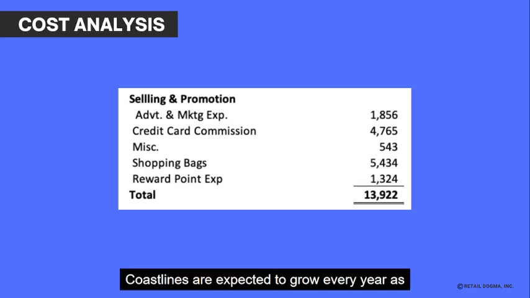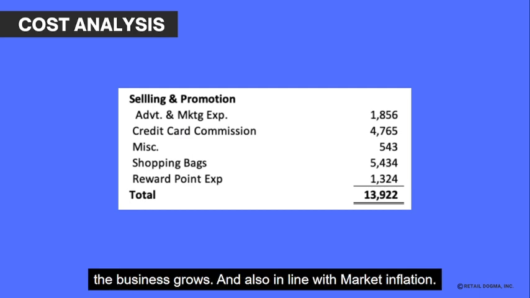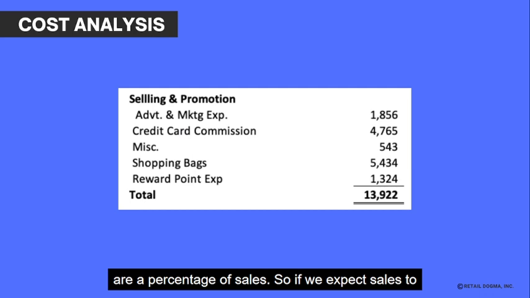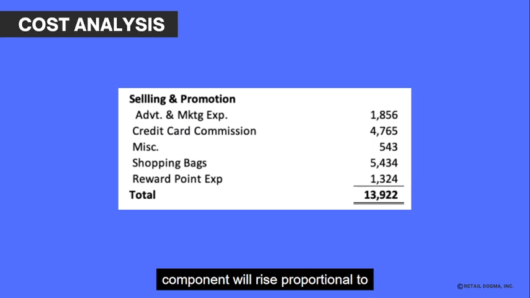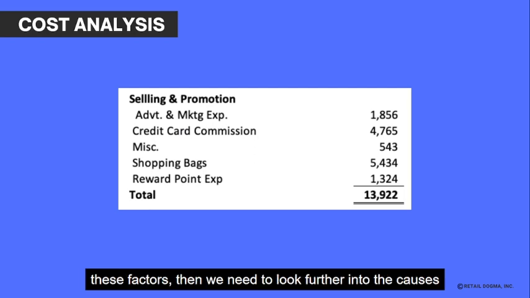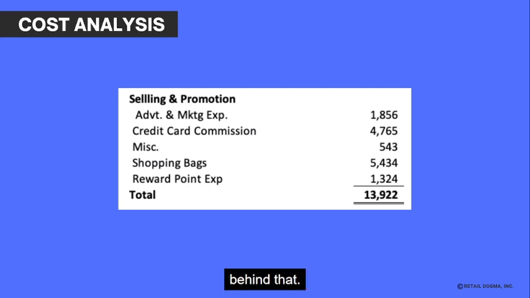Cost lines are expected to grow every year as the business grows, and also in line with market inflation. For example, credit card processing fees are directly proportional to sales since they are a percentage of sales. So if we expect sales to grow by a certain percent every year, consequently, this component will rise proportional to sales growth rate. If the growth is not as expected and justified by these factors, then we need to look further into the causes behind that.